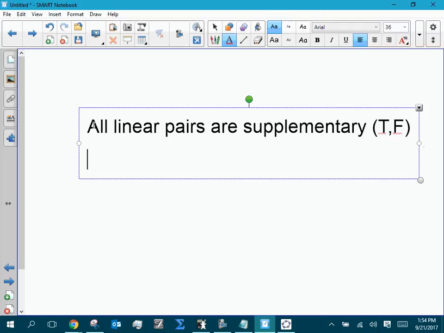So, what do you call it when they're next to each other? We really don't have a special name for them. We just call them adjacent complementary angles. We really don't have a special name for them. That's a good question.